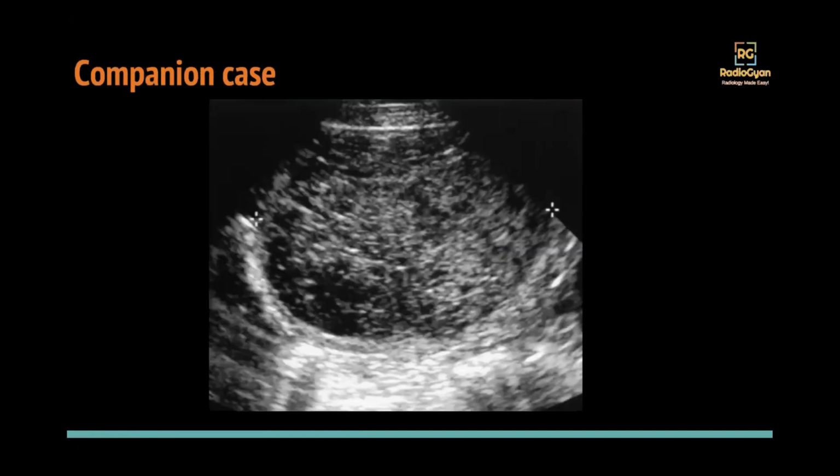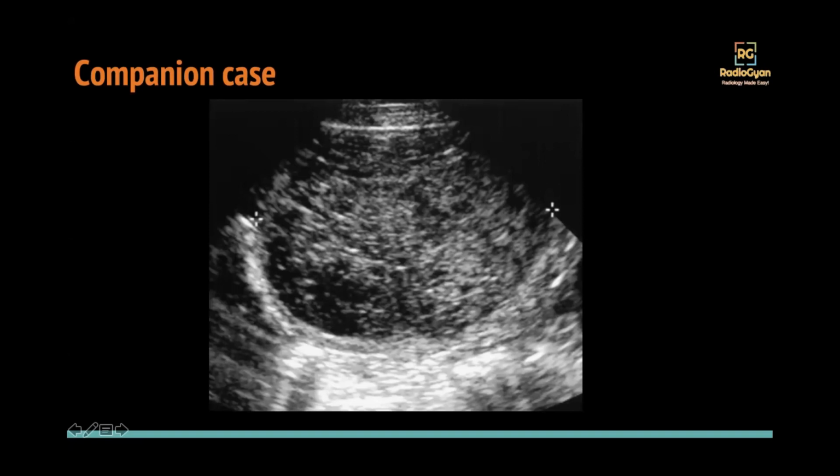So this is a companion case. I'd like you to have a look at this case, and I'll tell you the history. This patient presented with acute pain, and this was the ultrasound image. Can anybody chat in? What do you think the answer for this one is? Is this endometriosis? Is it not endometriosis? What other differential would you like to give in this case? Okay, we have some answers in the chat.